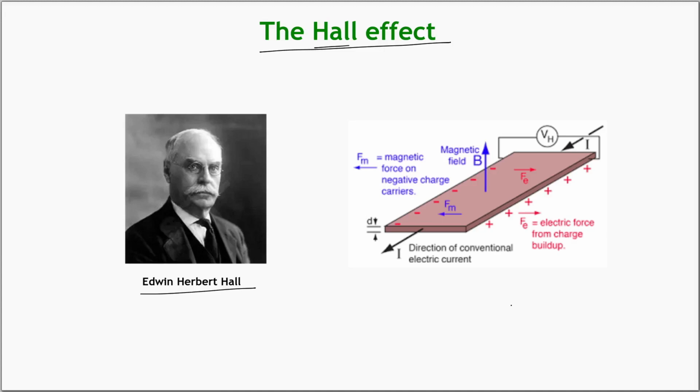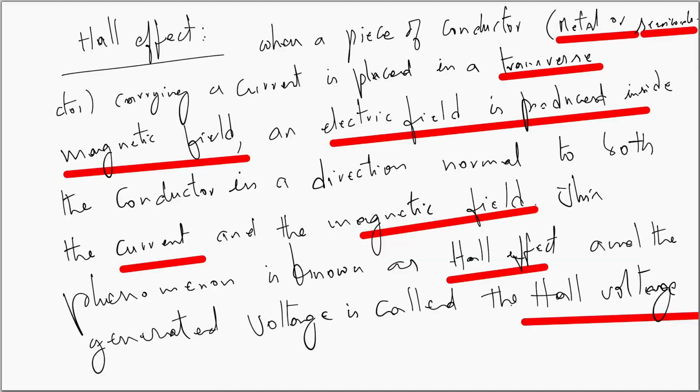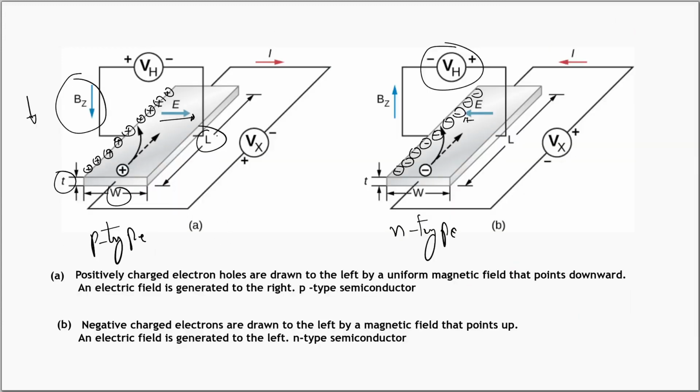In this video, we have said what Hall effect is. When a piece of conductor, for that matter metal or semiconductor, carrying a current is placed in a transverse magnetic field, an electric field is produced inside the conductor in a direction normal to both the current and the magnetic field. This phenomenon is known as Hall effect, and the generated voltage is called the Hall voltage. We have seen the simple experimental setup in the case of a p-type semiconductor and n-type semiconductor.